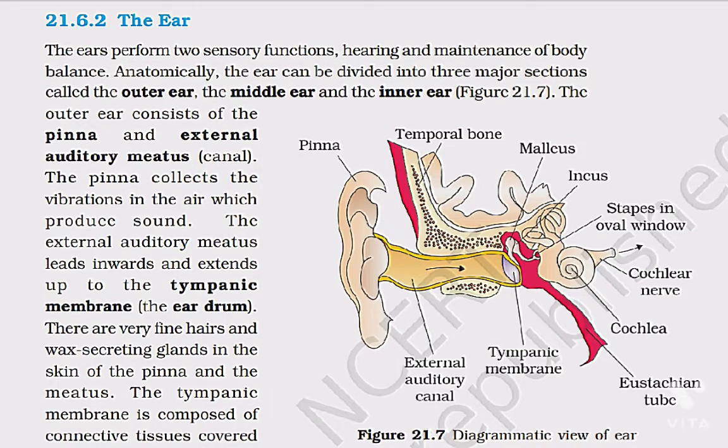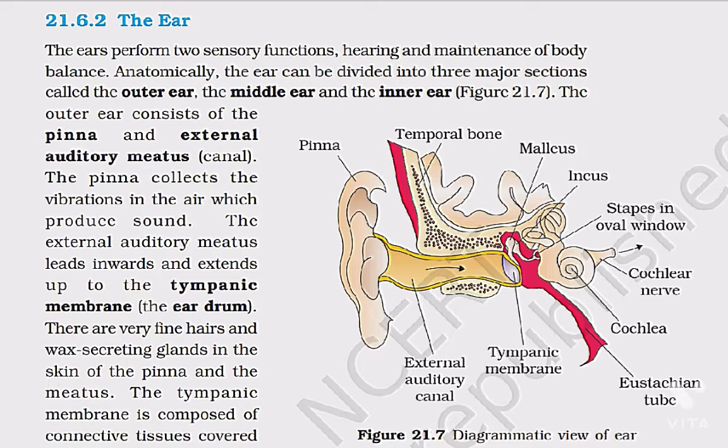21.6.2. The ear. The ears perform two sensory functions: hearing and maintenance of body balance. Anatomically, the ear can be divided into three major sections called the outer ear, the middle ear, and the inner ear. Figure 21.7. The outer ear consists of the pinna and external auditory meatus canal.